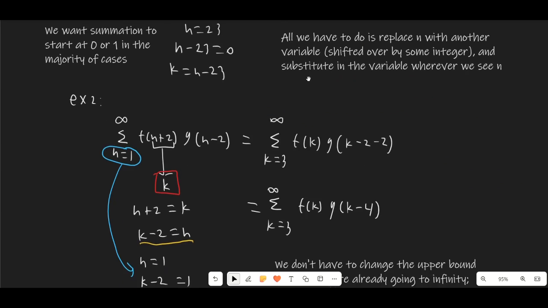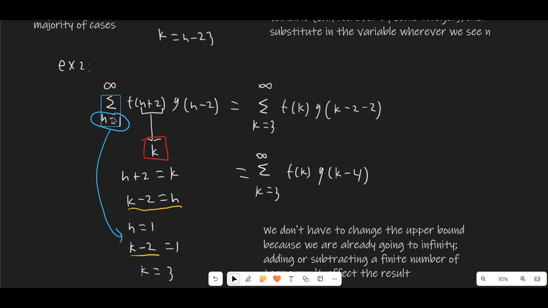Here's another example right here. We have a summation from n equals 1 to infinity of f of n plus 2 times g of n minus 2. And we're saying that in this case, rather than shifting our variable to make our summation start at 0, we're shifting our variable to make our summand a little bit simpler, because instead of having f of n plus 2, we want this to be f of k. So this is a little bit easier because we just say, okay, well n plus 2 is going to be equal to k, which means that k minus 2 is equal to n.